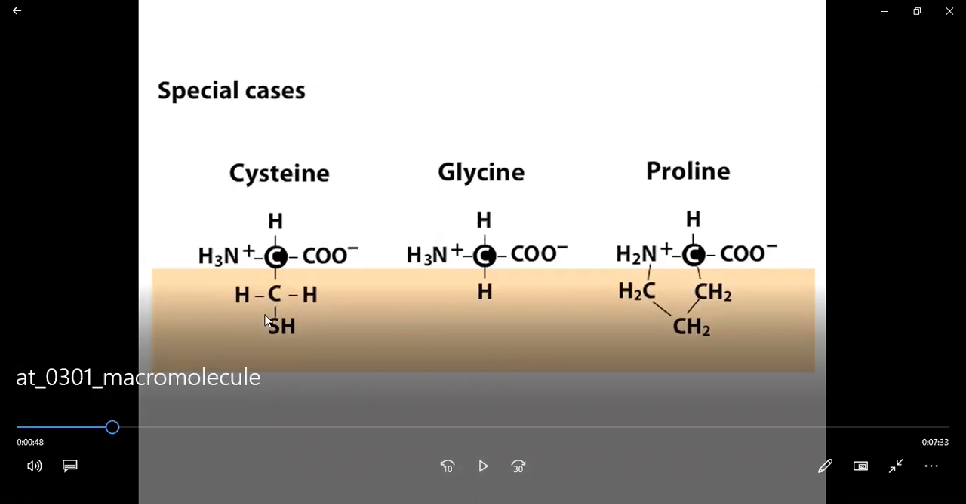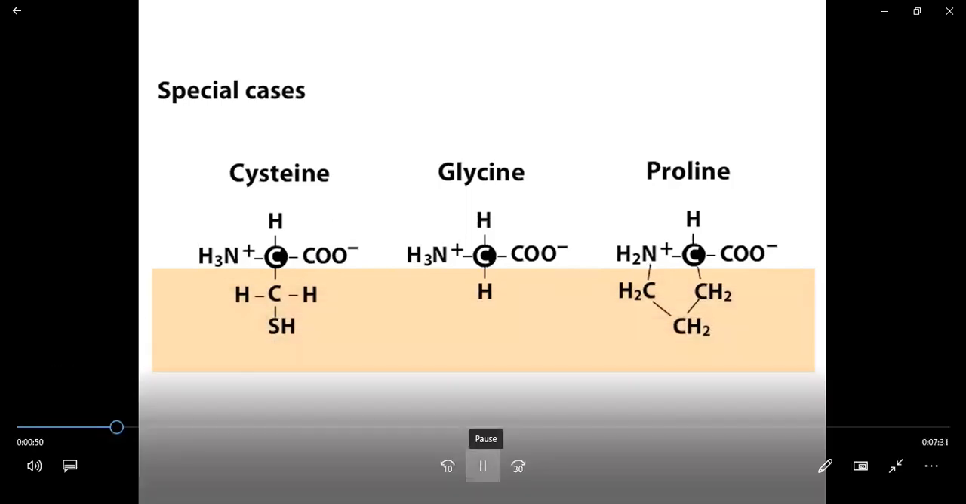Why? Because this is cysteine, which has sulfur in it, a sulfur-containing amino acid. Glycine is what? It has only H as its side chain. I told you it is the simplest, and it has H in the place of R. And proline has an interconnected side chain, a side chain which comes from carbon and is connected to the amino group only. So it is the interconnected type of amino acid. Clear? Although glycine and proline generally are hydrophobic.